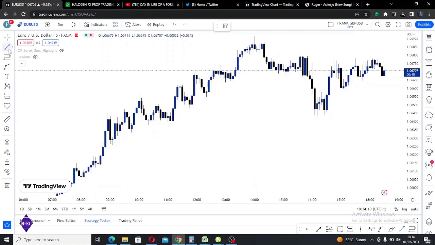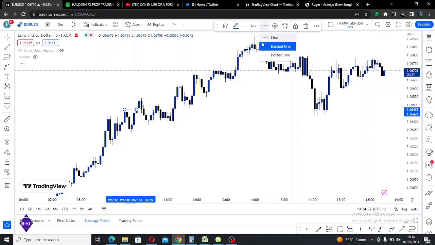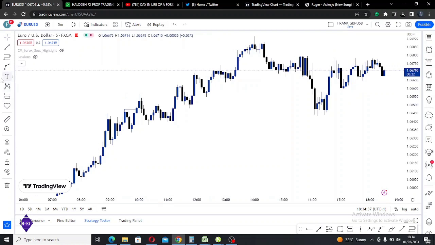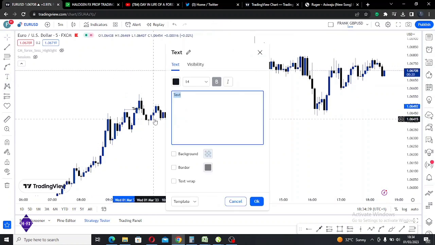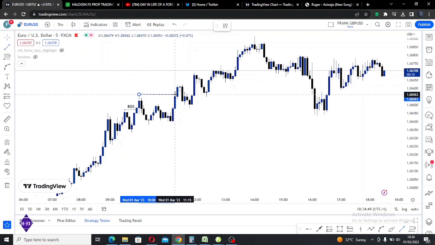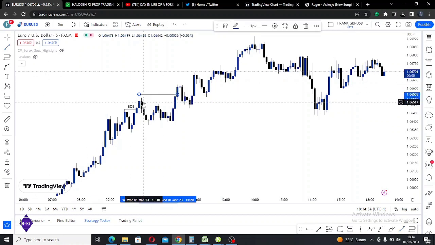So when I woke up this morning and came to work, I saw my setup played out here, the two rules I want to see. I saw this first break of structure here, the market breaking structure here. So the first break of structure here, and I saw the second break of structure here.